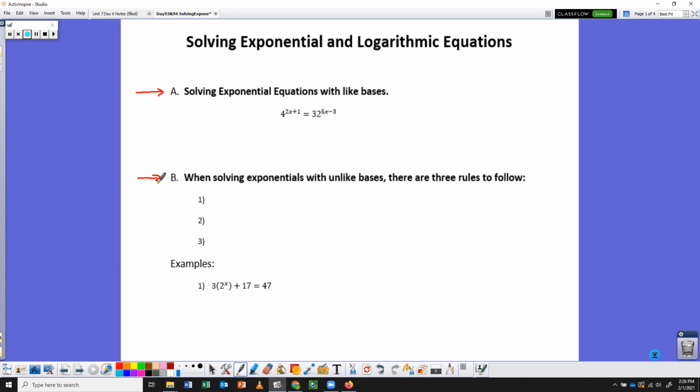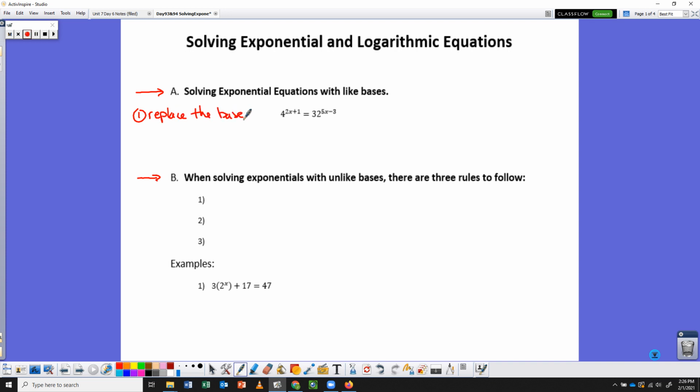Solving exponential equations with like bases is something you would have actually seen last year for sure. So when you're thinking about like bases, think about simple numbers like 2, 3, 5, maybe 7, something along those lines. In the example I have here, I've got 4 raised to the 2x plus 1 equals 32 raised to the 5x minus 3 power. When I look at both the bases, 4 and 32, I recognize that both of those numbers are powers of 2.